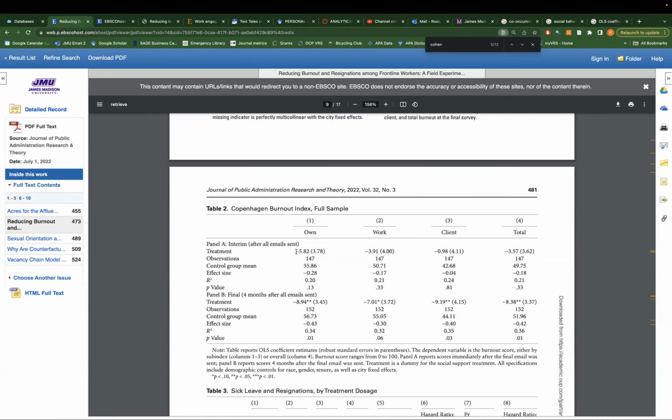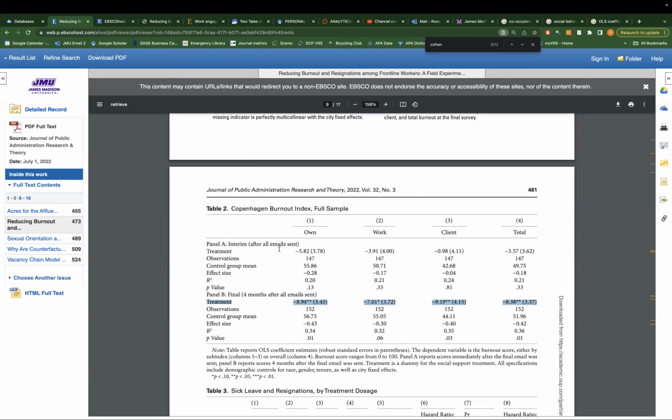But these are not, we can't distinguish these from 0. They're indistinguishable from chance or coincidence. We don't know that that's a quote unquote real effect. However, what we see is that if we let the treatment settle a little bit, so 4 months after the emails were sent, after the treatment was done, we do see a statistically significant effect.